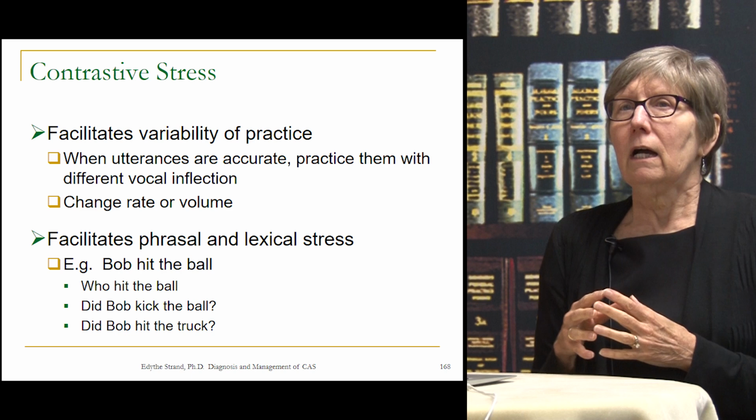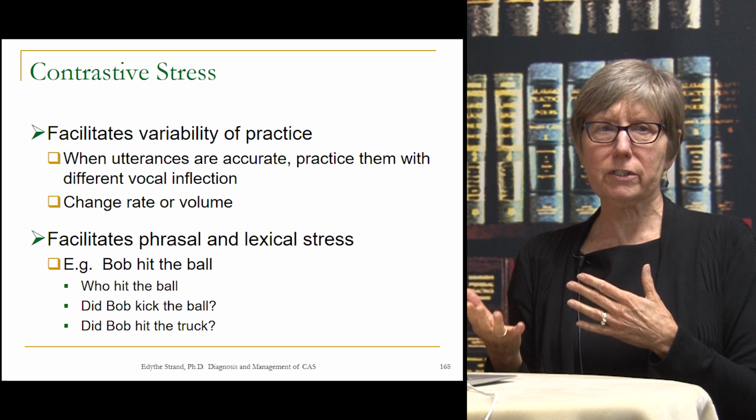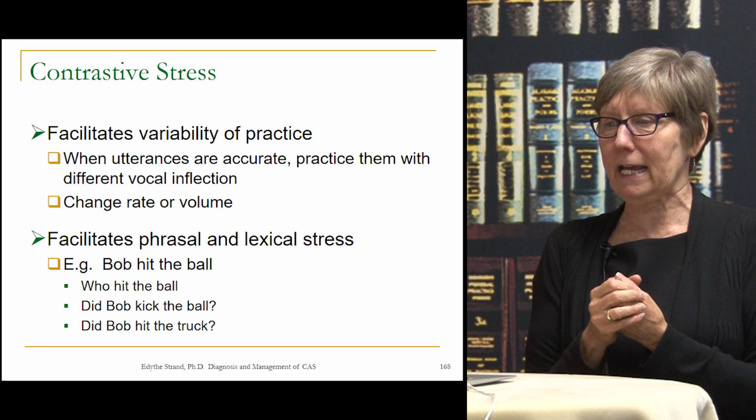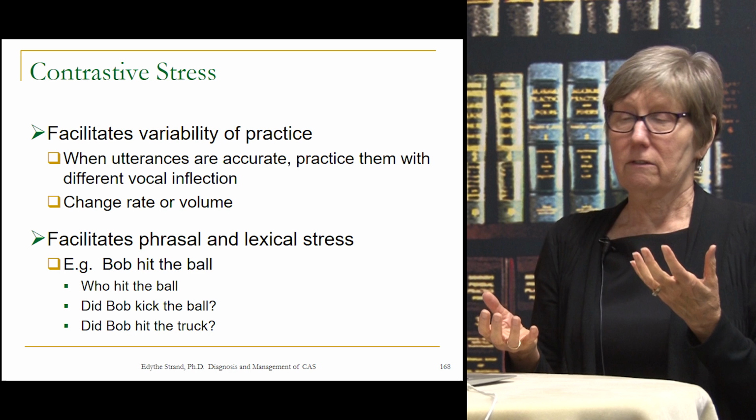Another thing that we do that's a prosodic method, and this is usually with older children, especially that are having trouble with lexical stress, is to do contrastive stress activities. This does a couple of things. It can be used to facilitate that variability of practice that we talked about earlier today. That is, when utterances are accurate, practice them with different focal inflection, changing rate or volume.